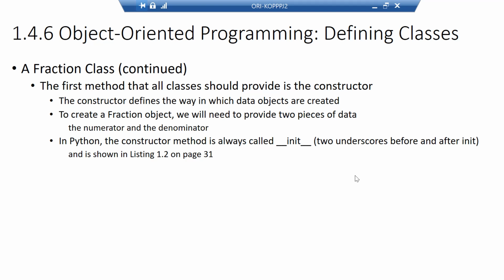To create a fraction object, we will need to provide two pieces of data, the numerator and the denominator. In Python, the constructor method is always called __init__ with two underscores before and after the init, and is shown in listing 1.2 on page 31.